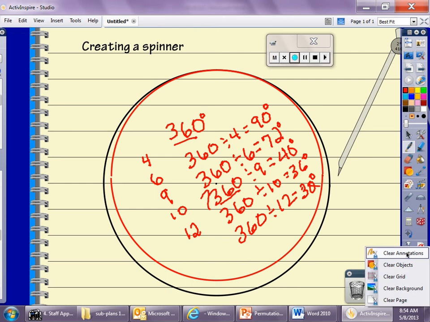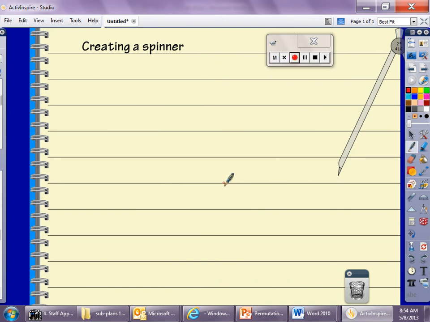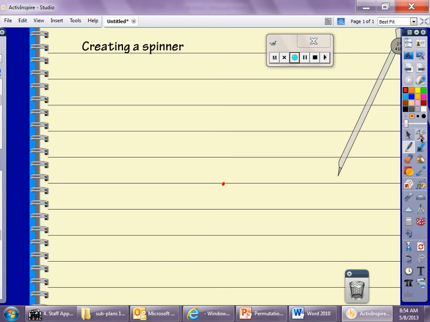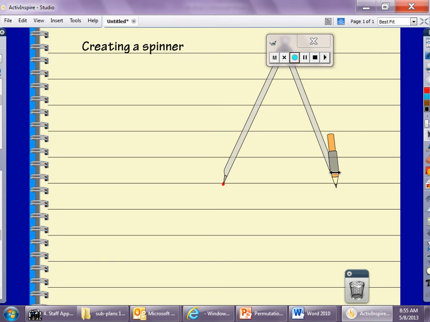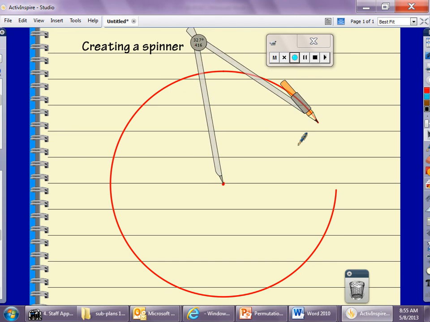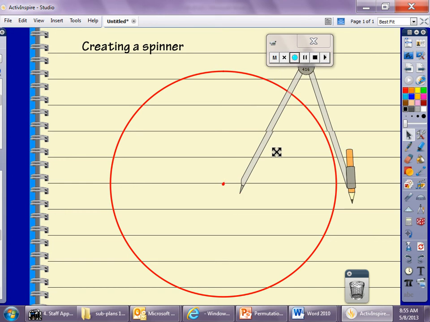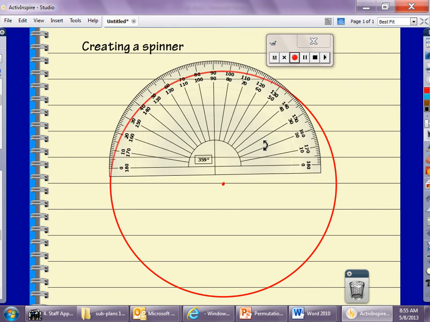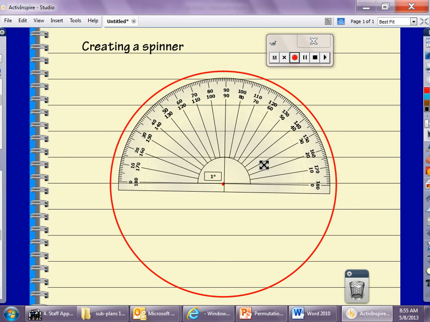So let's clear all this stuff out of here. Alright, so let's start over. Let's make our center point. And we'll use this line as a reference here. Okay, take our compass, create our circle. Okay. Now, there's 2 ways you can do this. The first way is take your protractor, line it up right in the center.